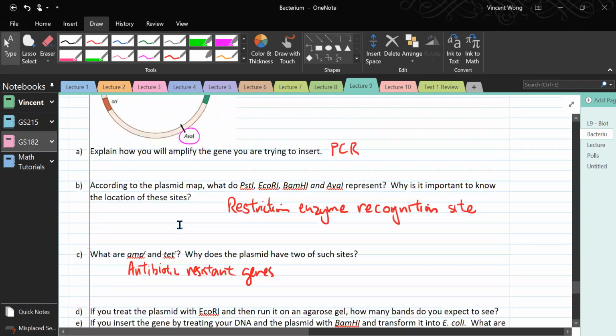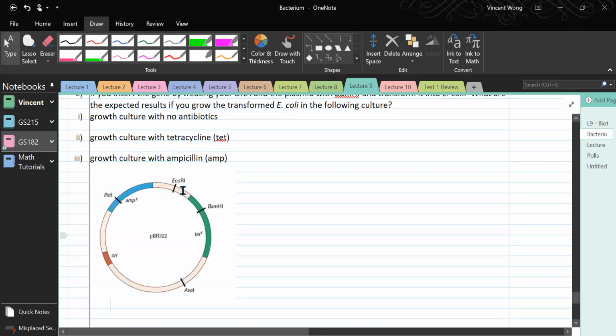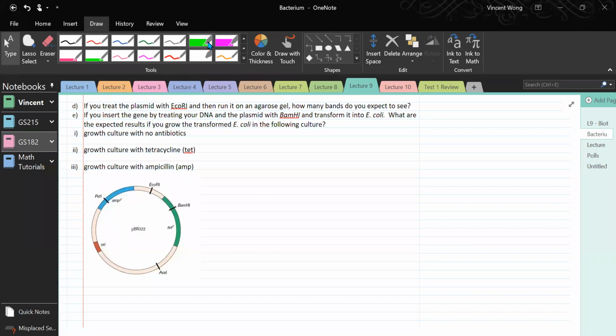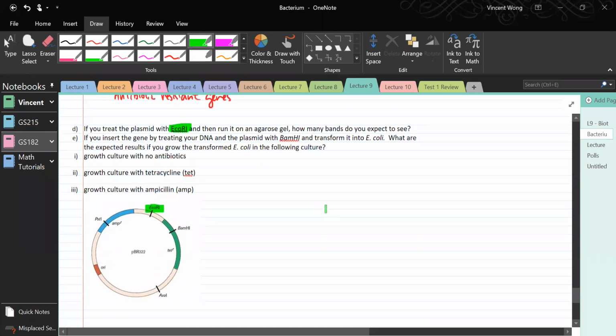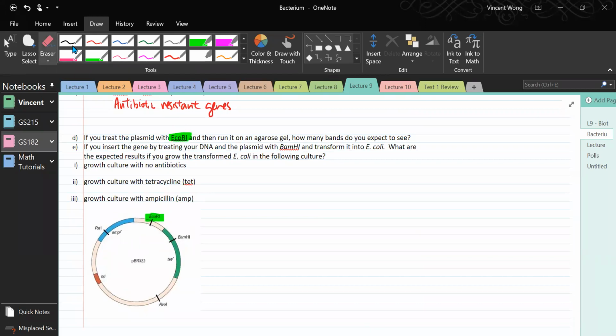All right, I'm gonna copy the map and we're gonna take a look at this. If you treat the plasmid with EcoRI, okay, so EcoRI is right here, and then you run it on an agarose gel, how many bands do you expect to see? Oh, that's not the difficult question. Sorry, it's still quite easy. How many bands do you expect to see if you treat it with EcoRI?